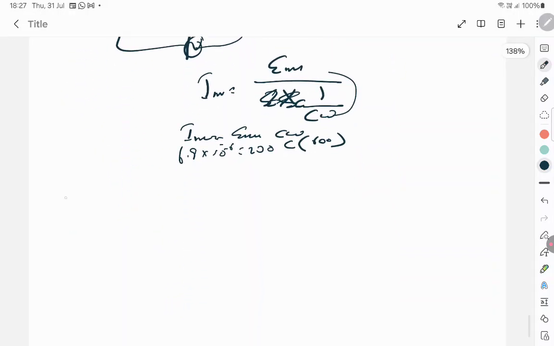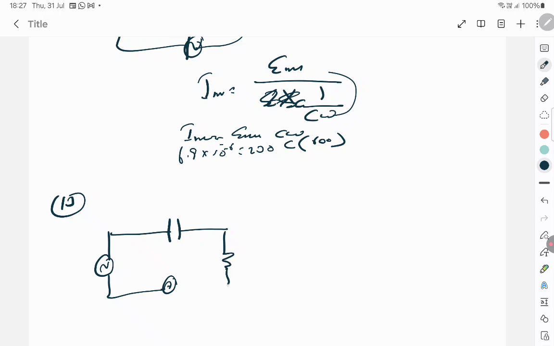Then the 13th question. I'll do one more MCQ and we'll stop with that. They have given a capacitor like this and an AC source like this. They have given an ammeter and another resistor R like this. They have a voltmeter connected like this and another voltmeter here. They're calling this V1 and this V2.